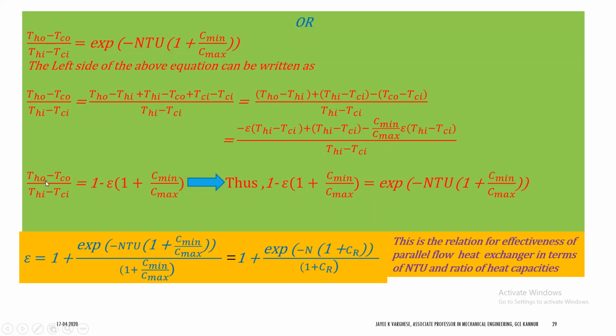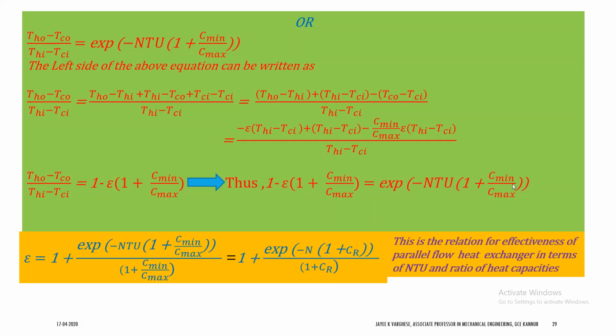So now the left side is simplified to be 1 minus epsilon into 1 plus C min by C max. It is simplified in the sense that this does not have a temperature term in it, which will have only the effectiveness and ratio of C min by C max. So left side is written like this. LHS is equal to 1 minus epsilon into 1 plus C min by C max. What is the right side? E to the power of minus NTU into 1 plus C min by C max.